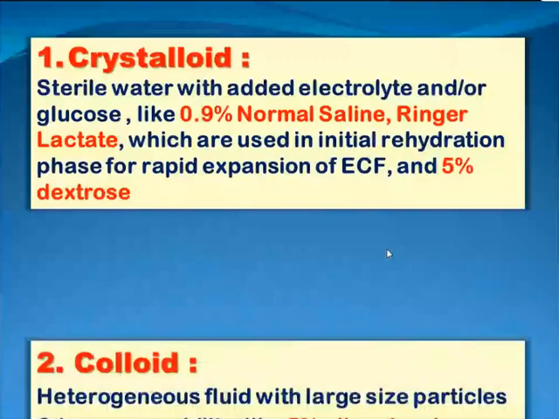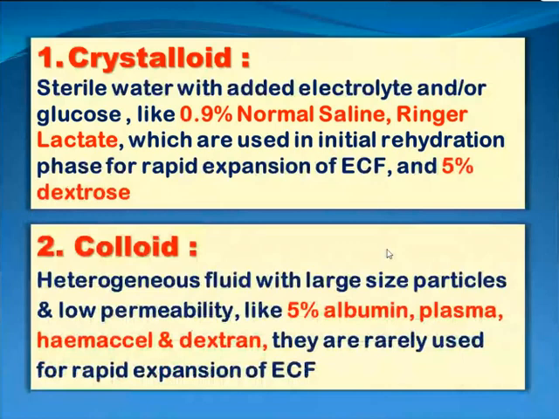But what we mean by crystalloid is just sterile water, with added electrolytes like sodium, chloride, or potassium or calcium, or sometimes we add glucose. All of these or part of these. So the most common and famous example is the 0.9% normal saline, or the correct pronunciation is saline, and the Ringer lactate.